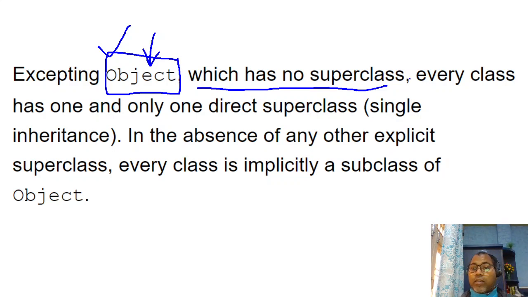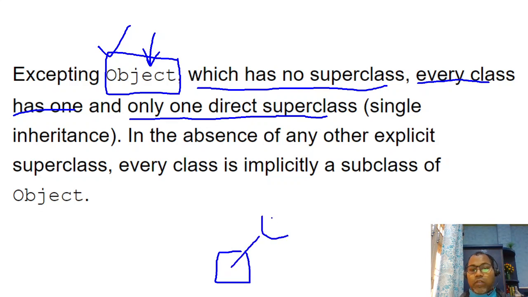Else, every class in Java has one and only one direct superclass. So in Java, if you define any class, it has directly only one superclass, not two, and each and every class has one and only one direct superclass. This is sometimes also known as single inheritance.